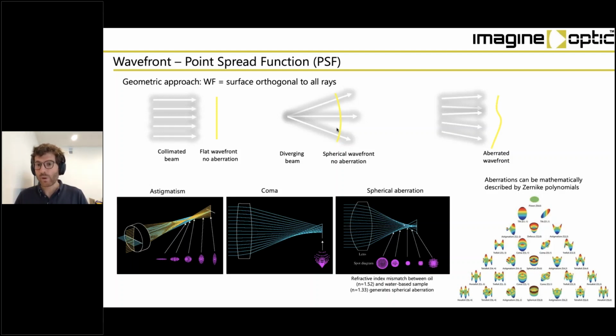Now, because we're talking about wavefronts, I have to mention Zernike polynomials. Zernike polynomials are basically a mathematical way to describe the wavefront, to describe the aberrations. It sounds a bit abstract like that, but if I mention words like astigmatism or coma or spherical aberrations, I'm sure those words ring a bell. And actually, those aberrations are Zernike polynomials. And it's a very convenient way to describe aberrations and to describe the quality of a wavefront.